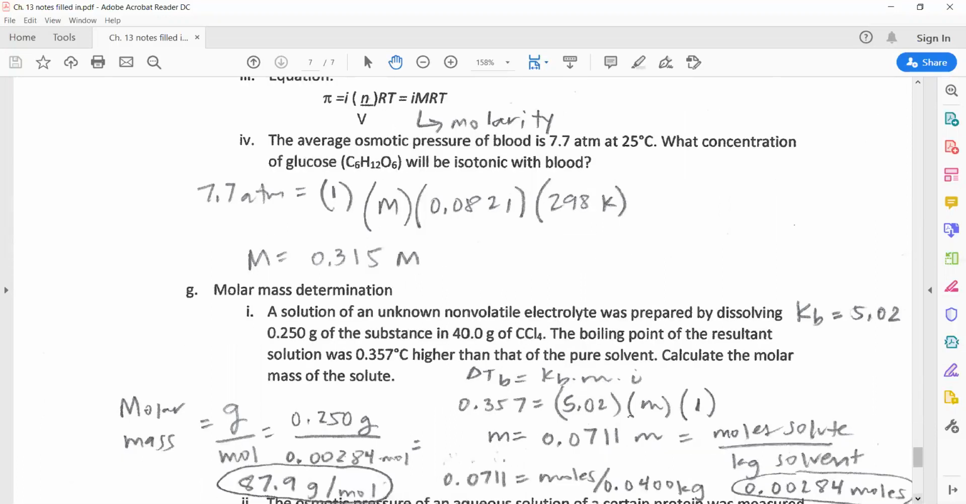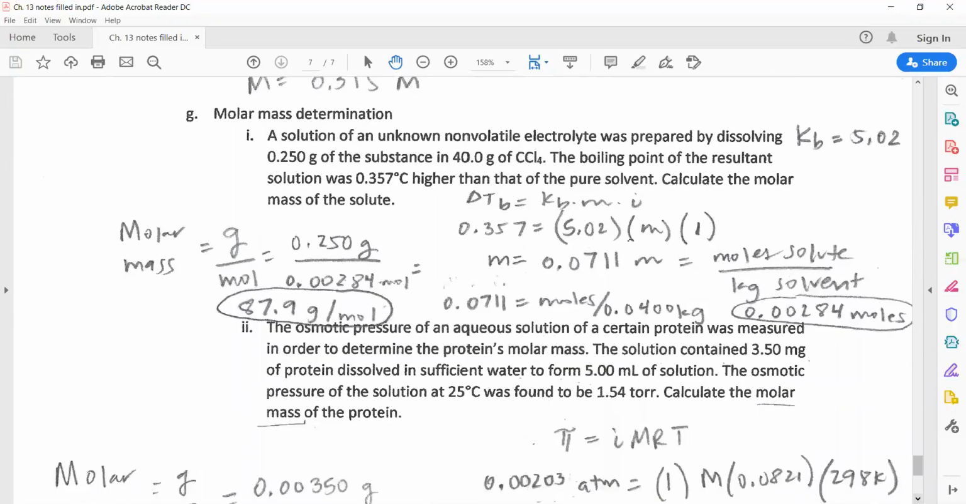A lot of times we will use these four colligative properties to figure out who a solute is. And a lot of times we'll do that by finding out what the molar mass is. So here we've got an example. A solution of an unknown non-volatile electrolyte was prepared by dissolving 0.250 grams of substance in 40 grams of CCl4. The boiling point of the resultant solution was 0.357 degrees higher than that of the pure solvent. Calculate the molar mass of the solute.